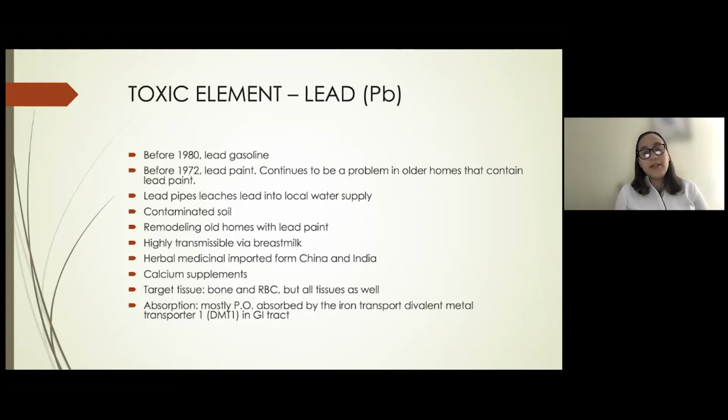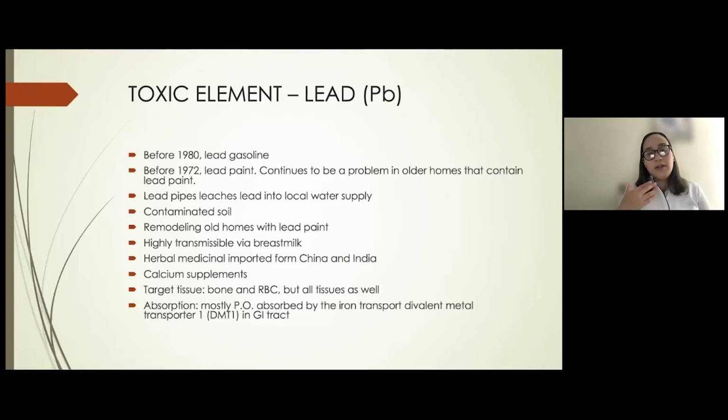Herbal medications imported from China and from India, you have to be careful, might be contaminated with lead. Some calcium supplements too, although if you're using a reputable source, it's not an issue. And then the target tissues for lead are the bone and red blood cells. However, it can target any tissue as well.